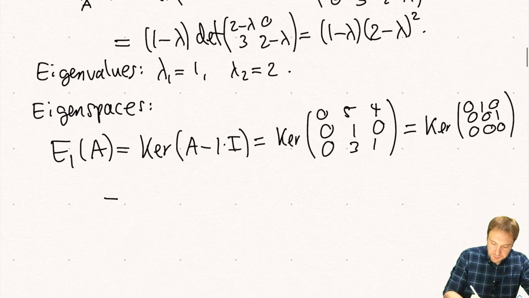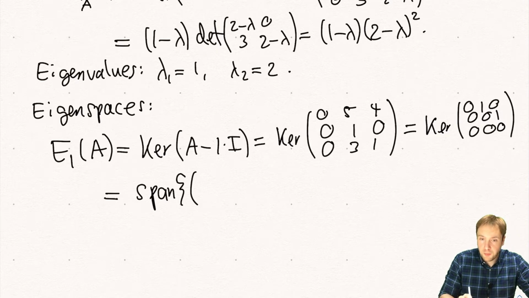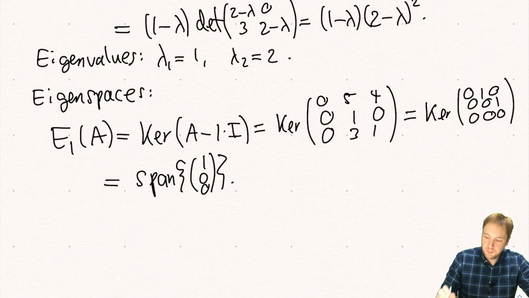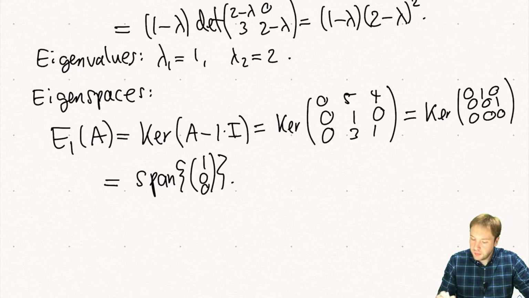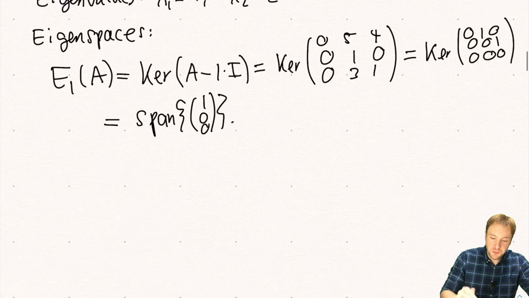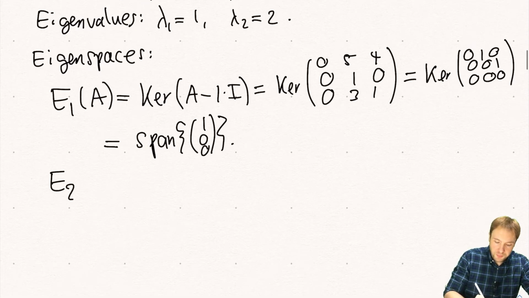And therefore the kernel is given by the span of (1, 0, 0). So this eigenspace here is spanned by this vector (1, 0, 0), and the eigenspace for the eigenvalue 2.